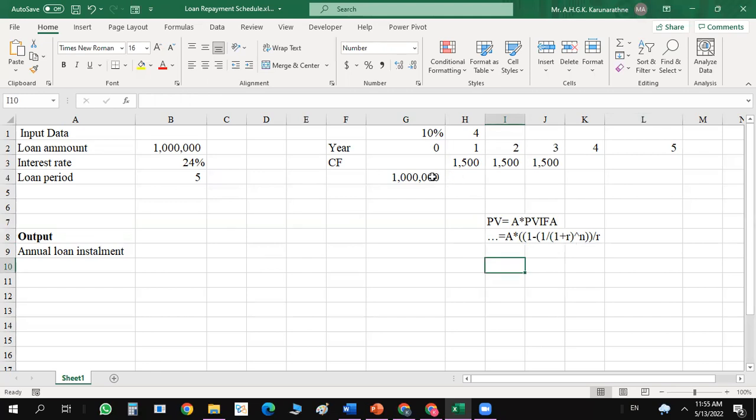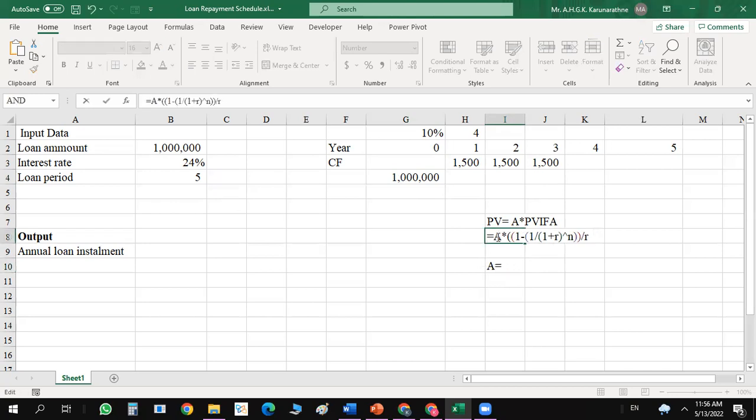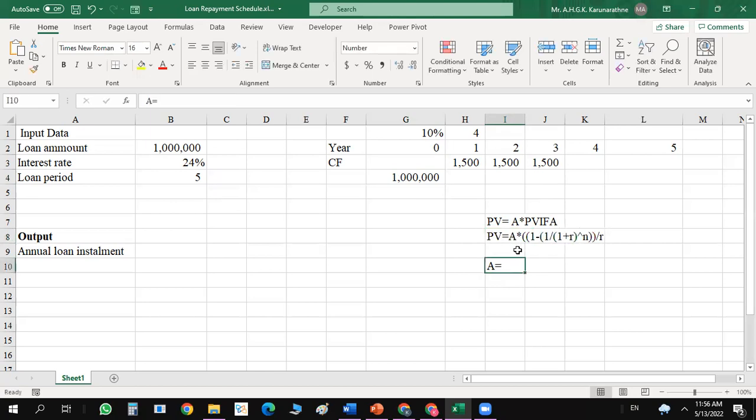The present value of your future loan installments. So accordingly, if you know the loan amount, that is the present value, and if you know the present value interest factor, එතකොට මෙයා උත්තර කරලා A හොයා ගන්න පුළුවන්. එතකොට A කියන්නේ, A equals present value divided by PVIFA. එහෙම නැත්නම් අර කියන සූත්‍රය, ඒකෙන් බෙදන්න.